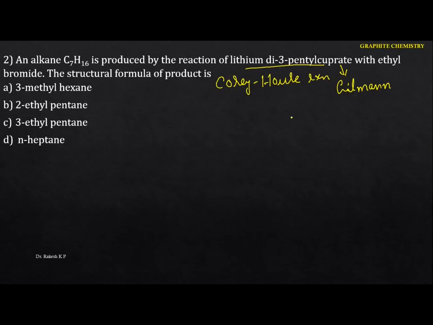Now we have to identify the alkane here. What is given is lithium di-3-pentyl cuprate. Let me write the particular structure here: CH3, CH2, and here it is the C. So we can identify the 3-pentyl. So it is a di, and the next thing we have is copper lithium. This is the copper, this is the lithium. This is the di-3-pentyl; in the third position we have this.